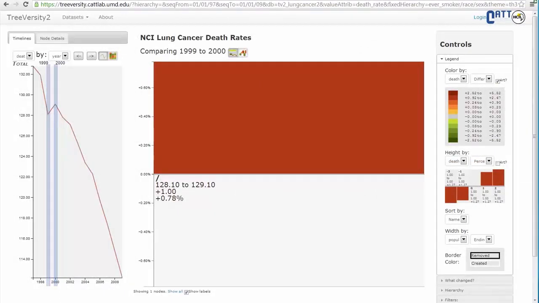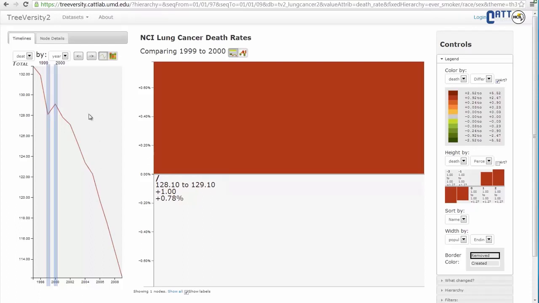Hi, in this demo, I'm going to show you TreeVersity2, a tool for finding changes in datasets over time by looking at them as hierarchies. For this example, we are going to be using the National Cancer Institute's lung cancer-related death rates. That's a normalized index that they wanted to analyze from a dataset they have between 1997 and 2009.